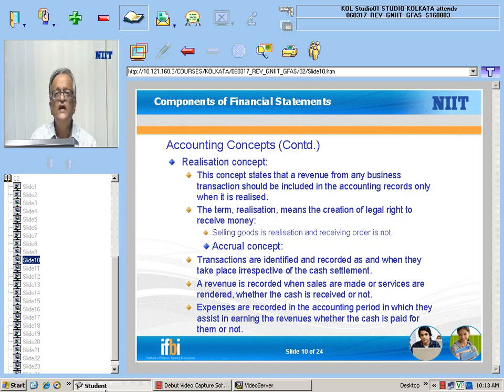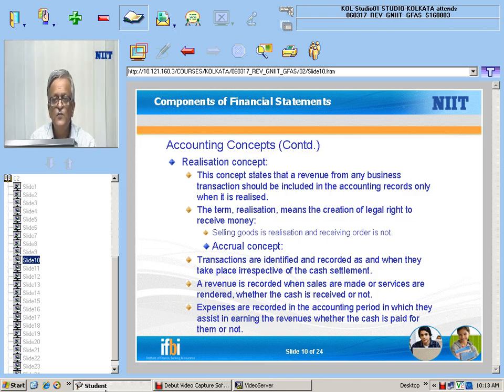Second point, revenue is recorded when sales are made or services are rendered. If you have made the sale, if you have given the service, you can recognize the revenue. You can account for the revenue in your books. That is the meaning of recognize the revenue, whether cash is received or not.